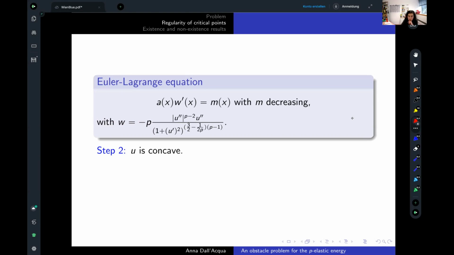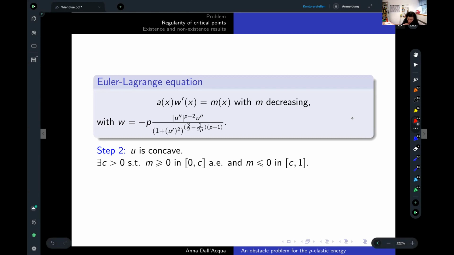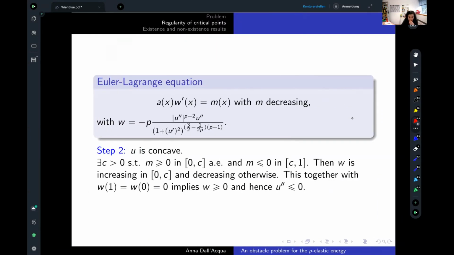Here we work directly with this measure-valued Euler-Lagrange equation. Why is that? So since m is decreasing, we can find a point C such that m is bigger or equal than 0 in 0C and otherwise smaller or equal than 0 in C1. So it's a decreasing function almost everywhere. Then, since m gives us the sign for w prime, since the function a is positive, then we see that w is increasing in 0C and decreasing otherwise. This, together with the fact that w has to be 0 at the boundary, it is 0 in 0, it has to increase, then decrease and become 0 at 1, then we see that w has to be bigger or equal to 0 everywhere, and hence, from the formula, we see that the second order derivative of u has to be smaller or equal than 0. So we are concave. Okay, so u needs to be concave.